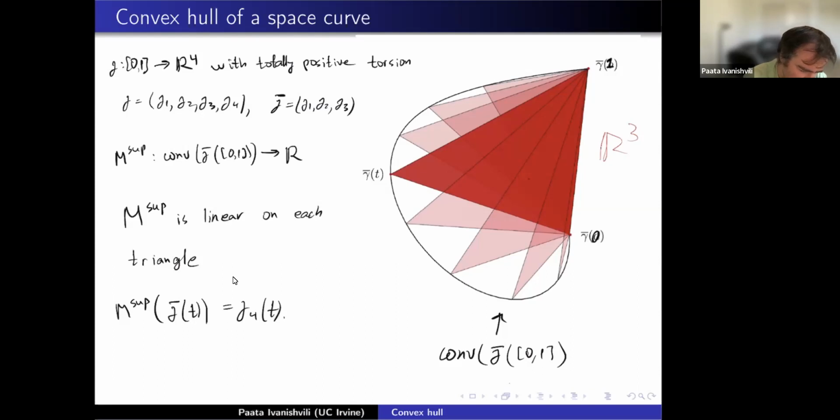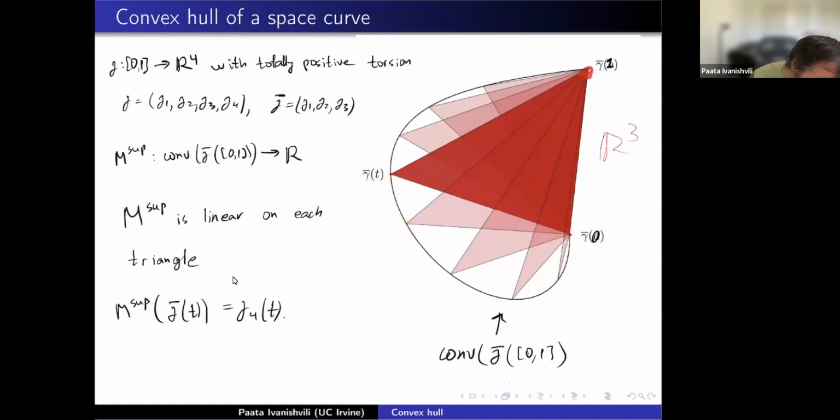And the function M is defined on this convex hull, and it is defined like this. You know that the values correspond to the upper boundary of the convex hull in R4, right? On each triangle, this M is a linear function. The value at this point equals gamma 4 of 1. The value at this point equals gamma 4. Gamma 4 is just the last coordinate of gamma, and the value is gamma 4 at 0.